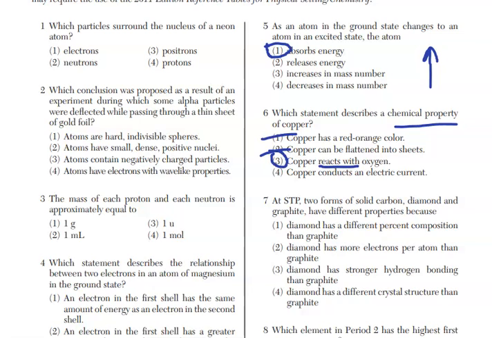For number 7, at STP, 2 forms of solid carbon, diamond and graphite, have different properties because.